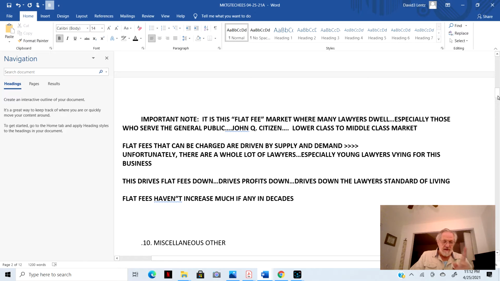So here's the really, really important point. It's this flat fee market where many lawyers dwell, especially those who serve the general public, John Q. Citizen. We're talking about the lower class, the middle class market. That's where the clients are. Flat fees that can be charged are driven by supply and demand. And that's very unfortunate when there are a lot of lawyers, because there's a lot of supply. And when you have a lot of supply for any good or service, it drives prices down. In this case, prices are the level of fees you can charge. So the fees you can charge in this market area are low.